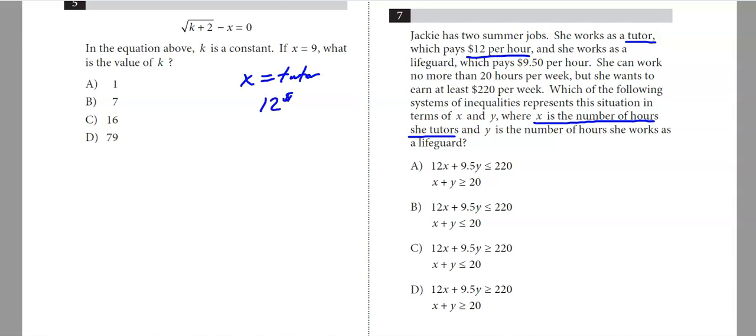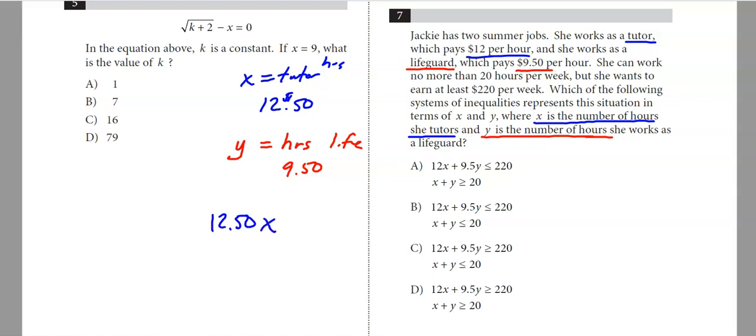And then the other piece of the puzzle is she also works as a lifeguard, which is $9.50, and Y is the hours she works as a lifeguard. So Y equals hours as a lifeguard, and she's getting $9.50. So right away, that kind of helps me out a little bit. And I put $12, but it was actually $12.50. So right away, I know that I have a 12.50 multiplied by every hour that I tutor. We're going to add to that 9.50 times every hour lifeguarding.